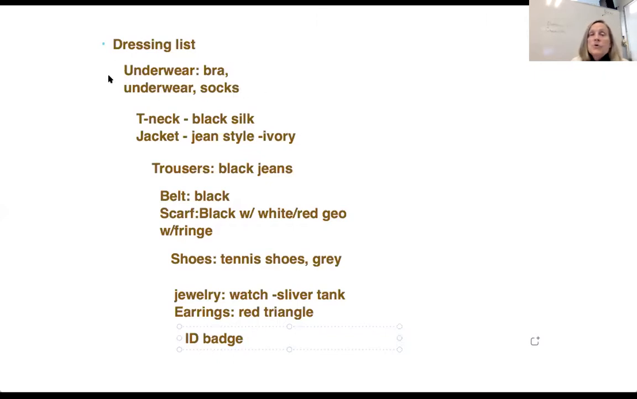But this is the group of items that will never be taken off were I to have a second change. But I can put for a dressing list: turtleneck, jacket, trousers, belt, scarf, shoes, some kind of jewelry, and leave it blank. And then after I do my pull list and I find what I have, and after the fitting, I can fill this in. So that is an idea of a dressing list.